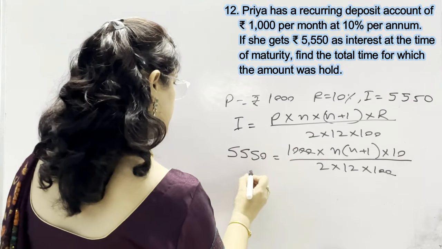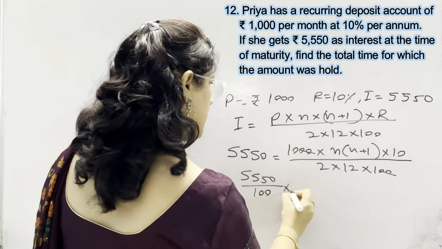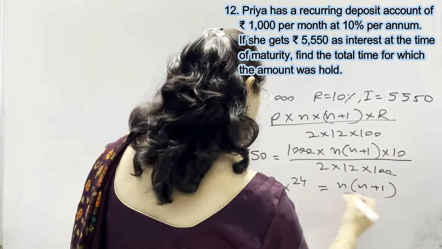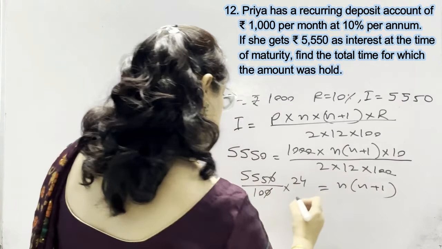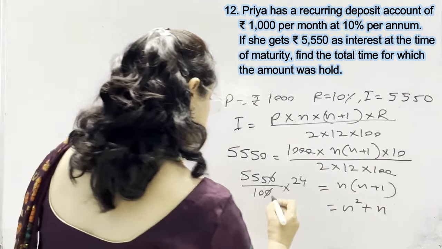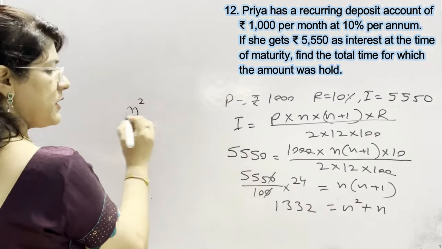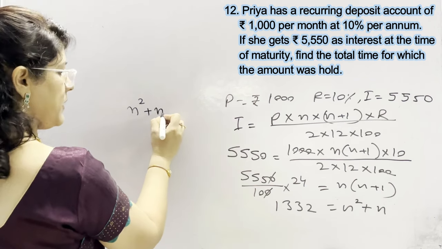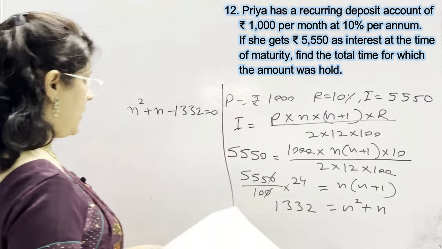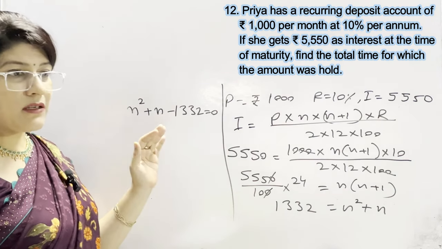Now divided by 100 and multiply by 24 is equal to n and n plus 1. So here n square plus n, and on this side we will get 1332. So the quadratic equation which we need to solve for time here is n square plus n minus 1332 equal to 0.